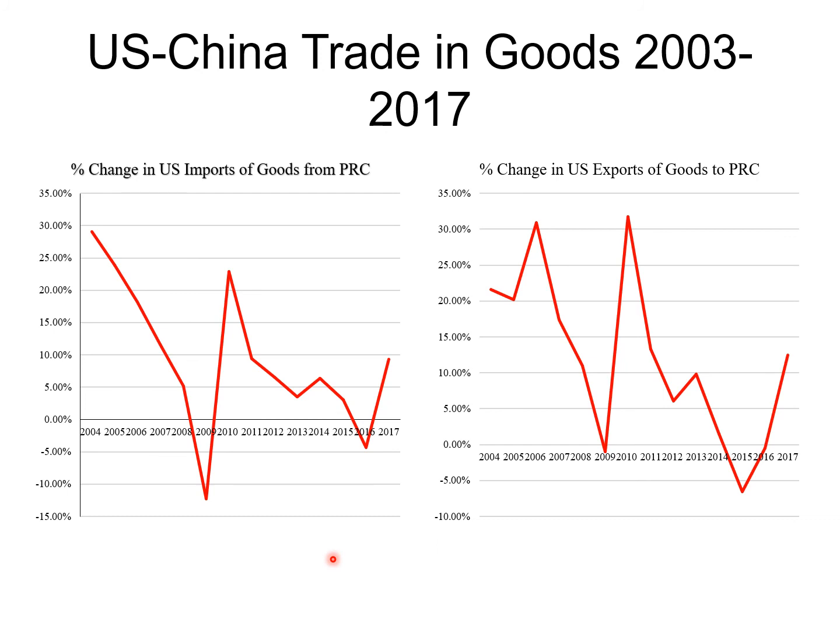From the empirical numbers, we can see that that's not entirely true. You see here, percentage change in U.S. imports of goods from the People's Republic of China. What we would expect to have happen here is that the percentage change would be going up. We start with a 30% change in 2004 of U.S. imports of goods from China. What we note is that that drops off.